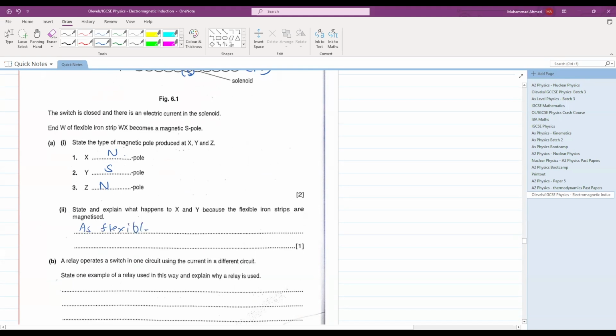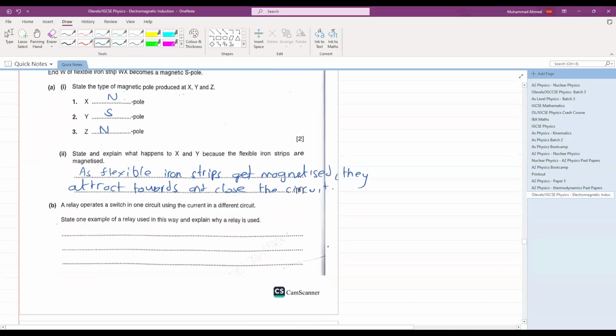As flexible iron strips get magnetized, they attract towards each other and close the circuit. Simple. A relay operates a switch in one circuit using the current in a different circuit.